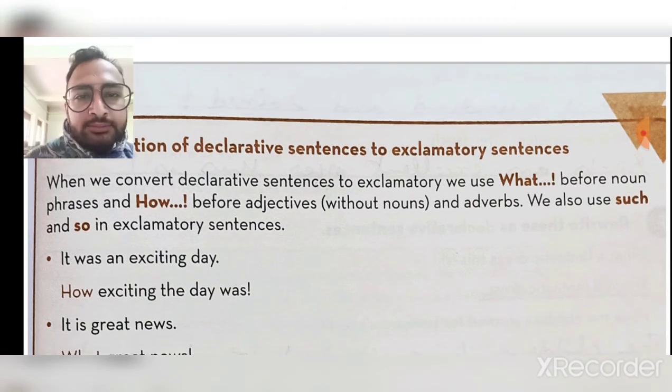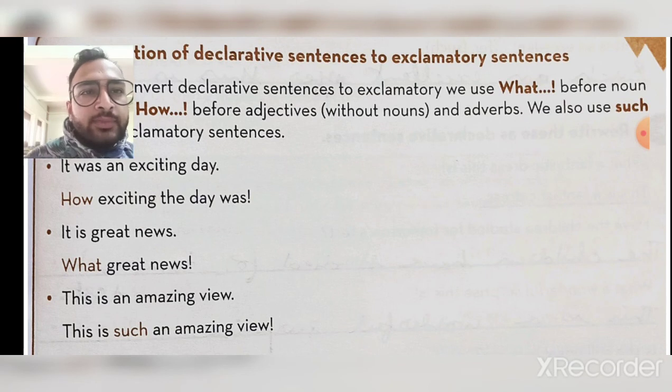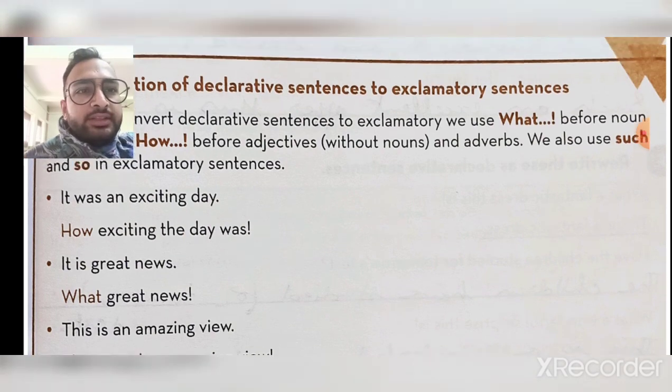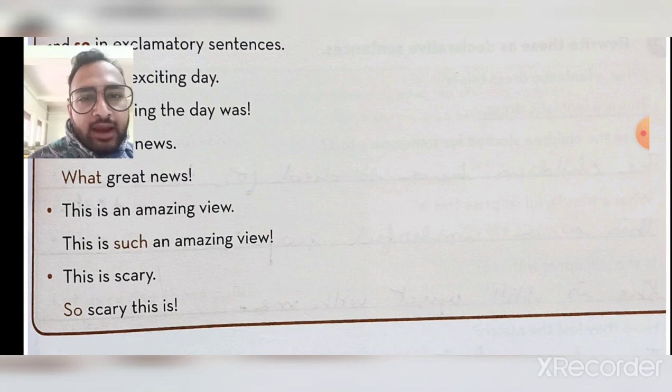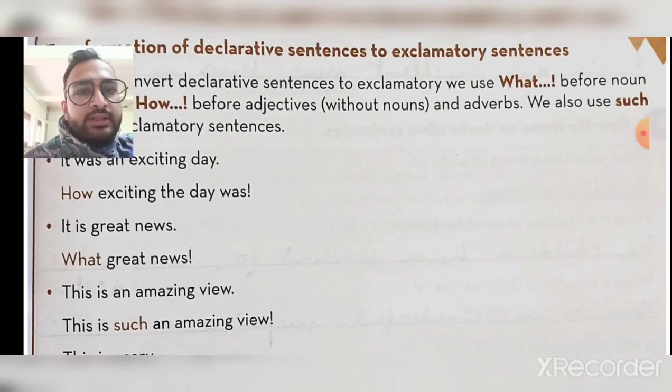Let's have an example. It was an exciting day. We use how before the adjective: how exciting the day was, an exclamatory sentence. It's great news. What great news! An exclamatory sentence. This is an amazing view. This is such an amazing view. So all three things are clear with the rules. And last but not least, this is scary. So scary this is! Exclamatory sentences.